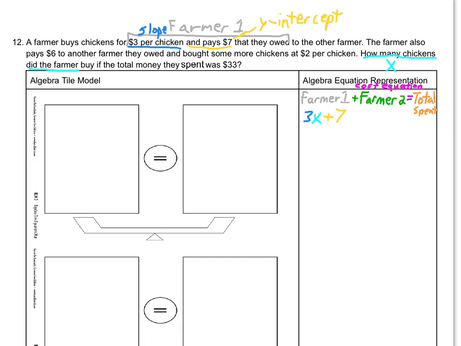How many chickens did you buy? We don't know. If it was 5, it'd be 3 times 5. If it was 17, it'd be 3 times 17. If they bought 20 chickens, 3 times 20 plus the 7.